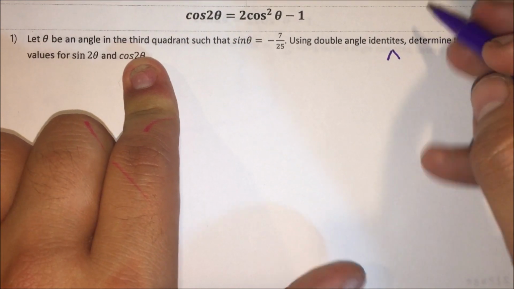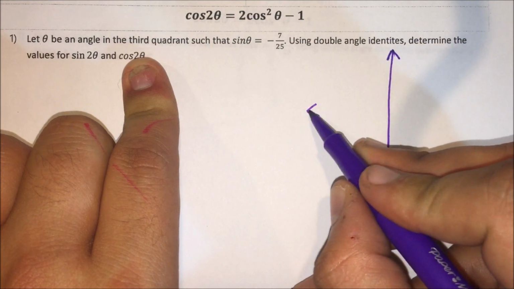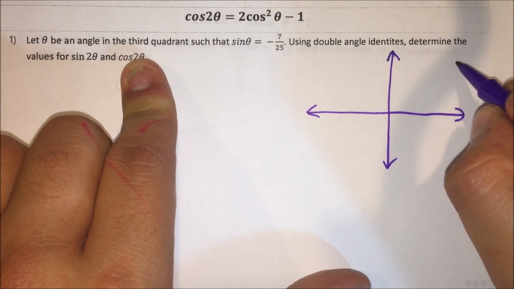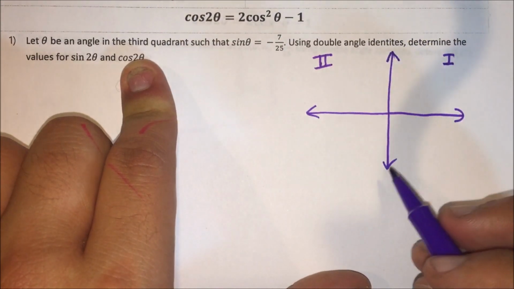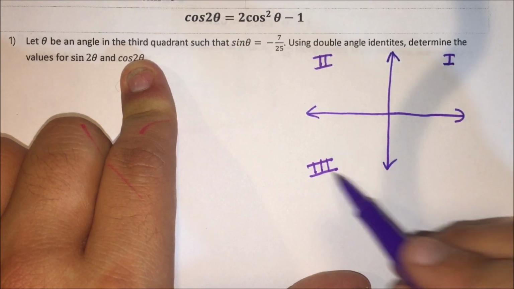Let me go ahead and draw an XY plane here. The third quadrant, if you remember from algebra, this is the first quadrant, that's the second quadrant, and of course, this is our third quadrant. So it's going to be somewhere over here.